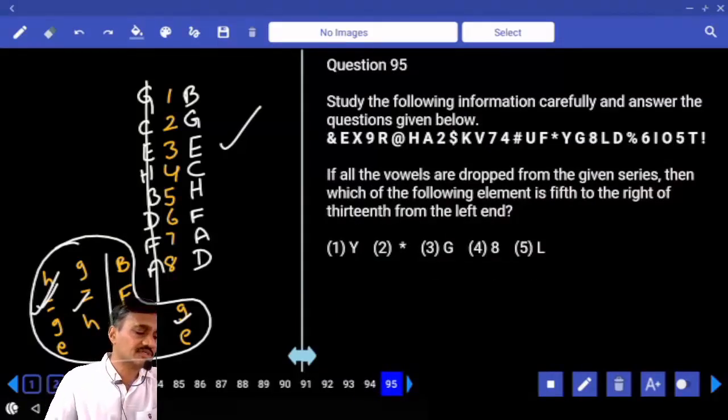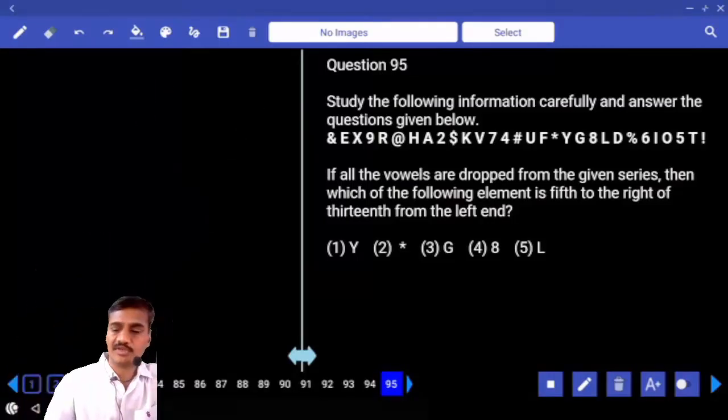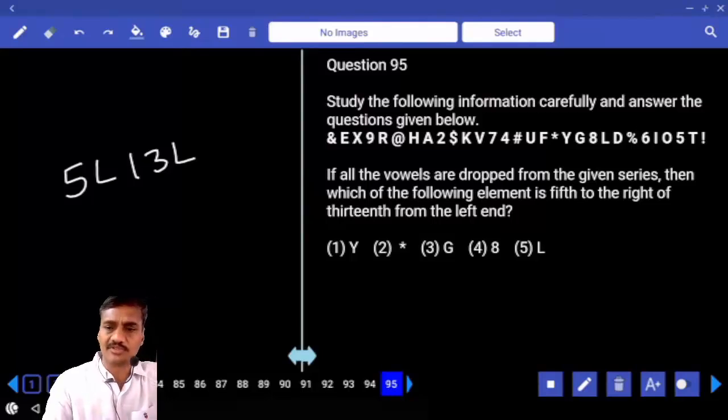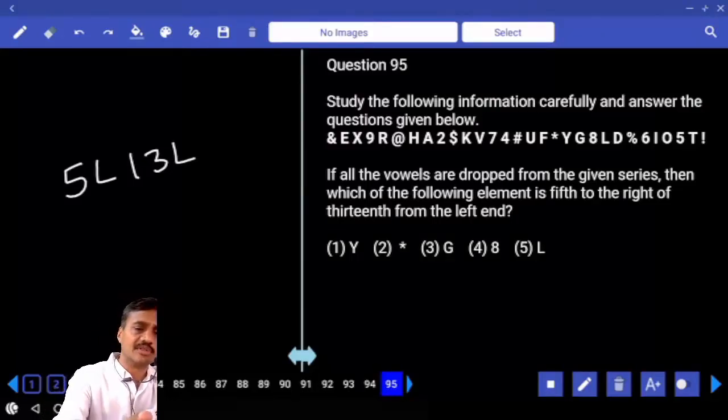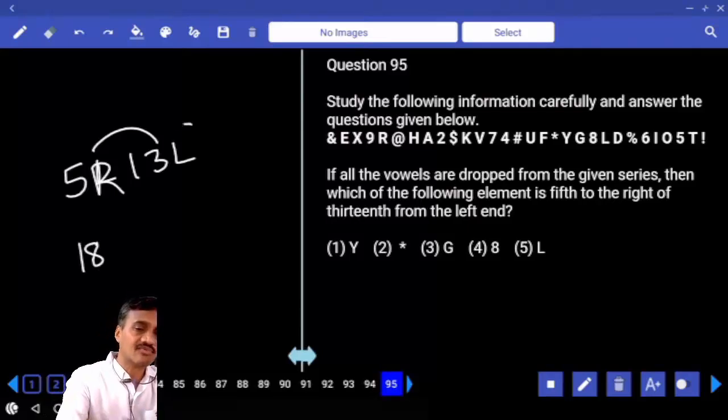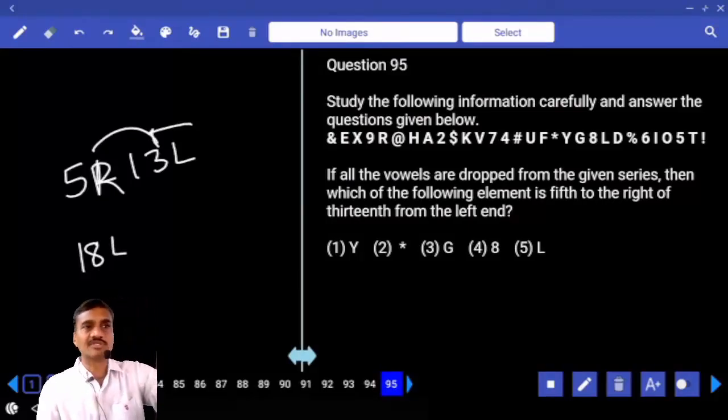And 95 onwards, 95 to 97, sequence under the first priority itself. Now if all the vowels are dropped from the above arrangement, then which of the following elements is 5th to the right of 13th from the left? Now 5th left and 13th left unknown. Now 5th left and 13th left means left and left. Direction is same. Whenever the direction is same, subtract. But here 5th right and 13th left. Directions are different. Then we need to add these two. 5 plus 13, 18 from where? From the left hand side. 18th left hand side without vowels.